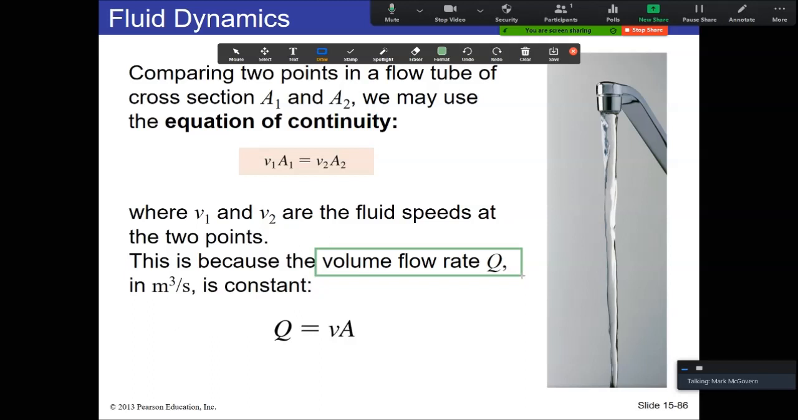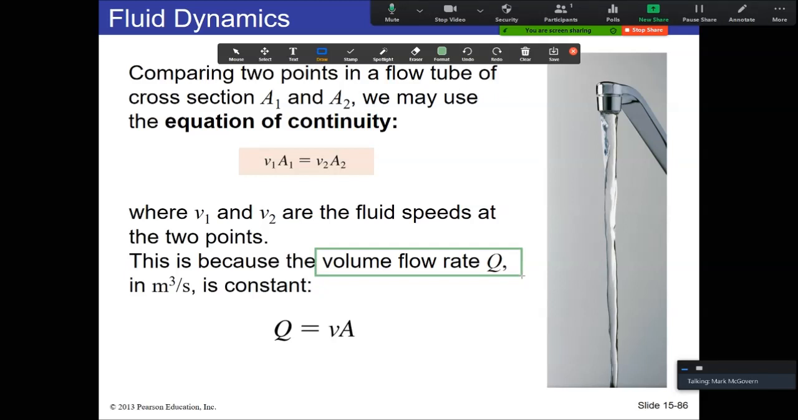And what it says is that if we look at a pipe, for example, or some kind of tube, the volume flow rate has to be the same throughout. Because if it was not the same, then there would be water building up in places, or leaving in places, like there would be a leak somewhere or something like that.